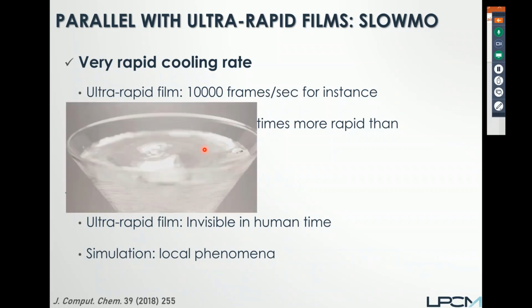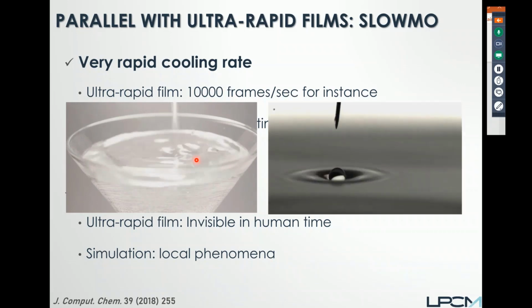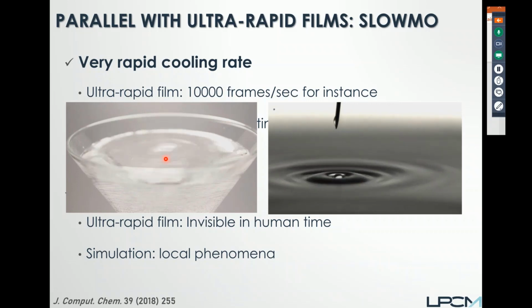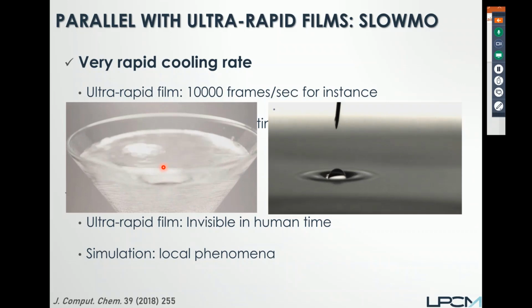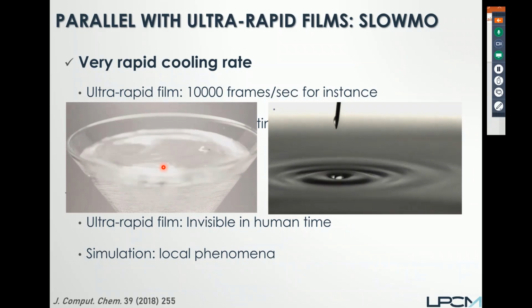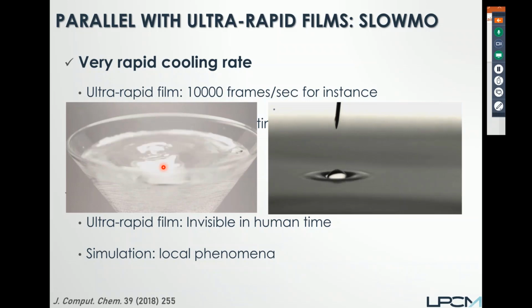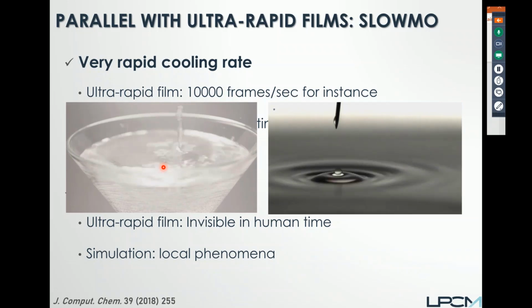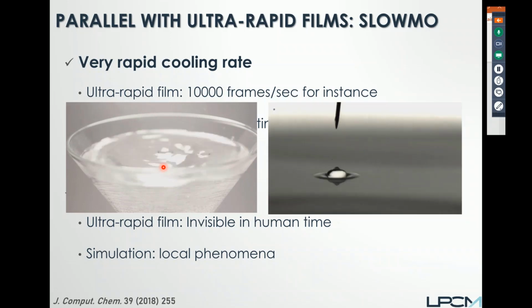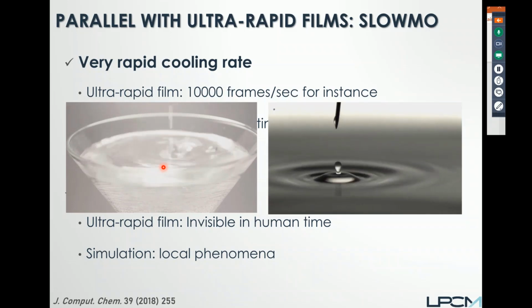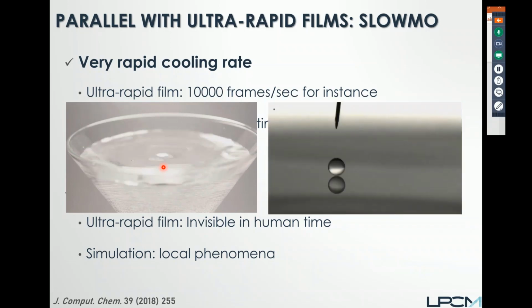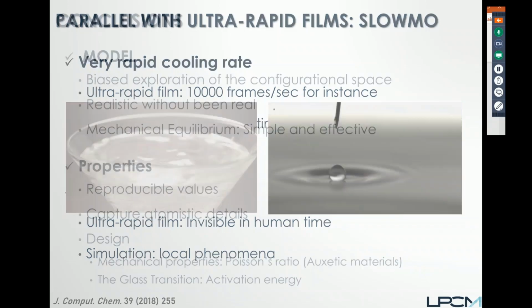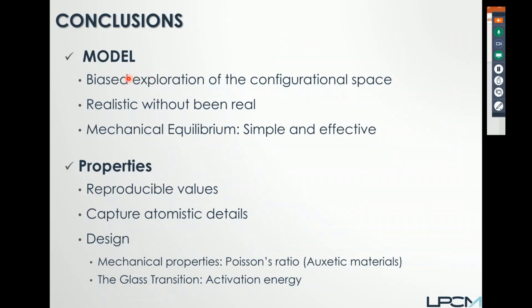Imagine this is a drop of water. This is by classical camera. But if you use ultra rapid film, you see something that is invisible in human time. And so you can use simulation, as I show you, as a way to see something that is impossible in another way. So when you have 150K of a large domain, you can extract things or behavior that cannot be done in another way. So in conclusion, the model is a biased exploration of the configuration space.